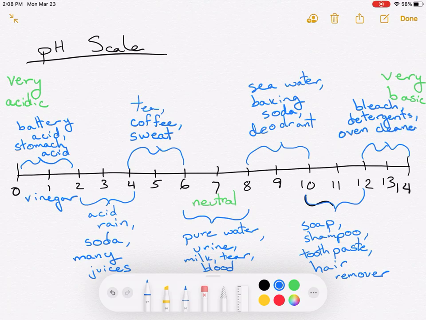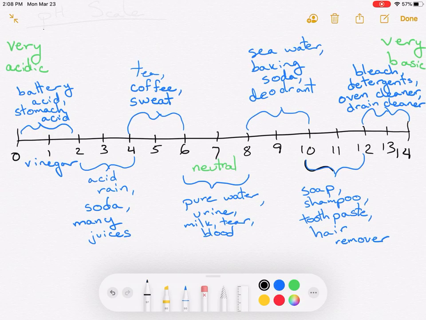Now, a higher concentration thing that is pretty scary is an oven cleaner. So definitely, if you ever clean an oven, use really thick, awesome rubber gloves. And then drain cleaner is also in this higher pH range that's very basic. So that's the general gist of our pH scale.